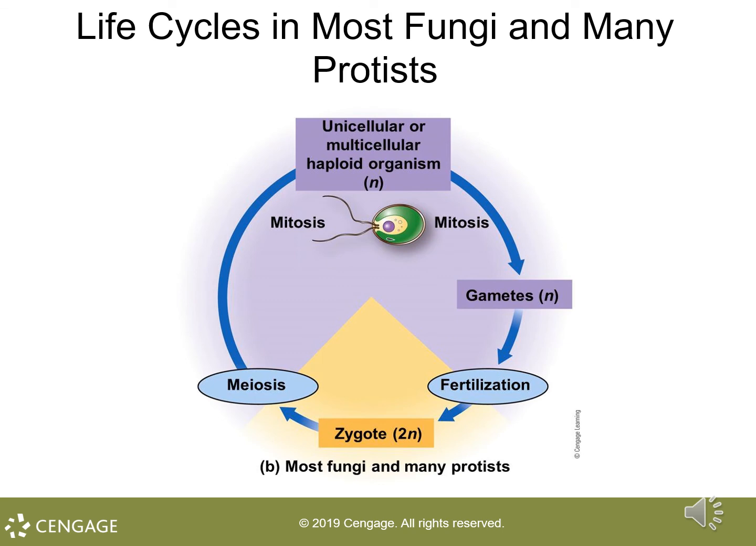Although the actual process of mitosis in fungi is the same as in animal cells, the life cycle structure is a little bit different for most fungi and many protists. These organisms spend most of their time as unicellular or multicellular haploid organisms, N. They underwent meiosis, and then they can still undergo mitosis and produce their gametes. Those gametes can undergo fertilization. We get a zygote that's 2N, but pretty quickly they undergo meiosis again. So most fungi and many protists spend most of their time as haploid organisms.